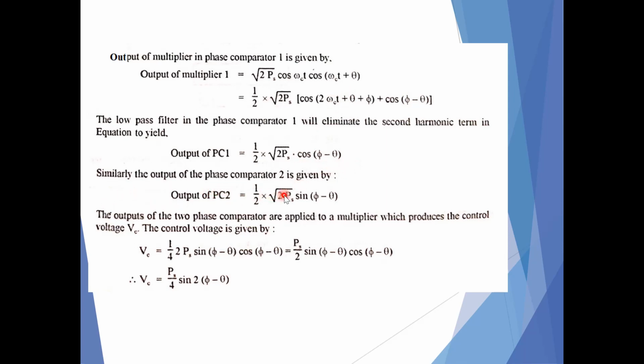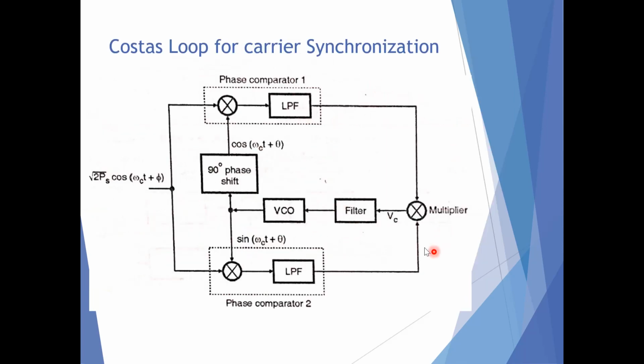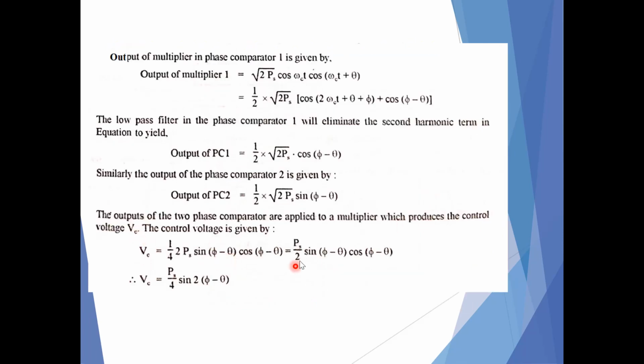Similarly, the output of phase comparator 2 is given by half of under root of 2Ps sine of phi minus theta. The outputs of the two phase comparators are then applied to the multiplier. So if you multiply this, if you solve this, you will be getting VC, that is Ps by 4 sine of 2 into phi minus theta. Thus the control voltage VC is proportional to the phase difference, that is phi minus theta, between the received carrier and the carrier generated by VCO.